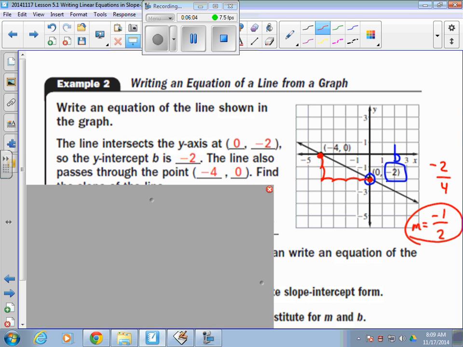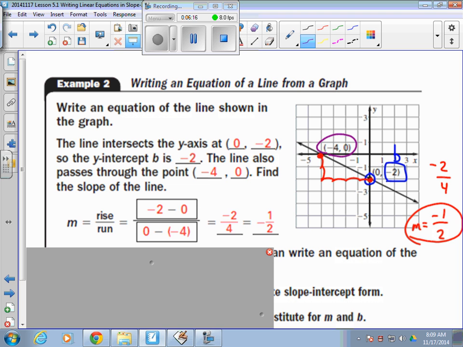It says the y-intercept b is -2. It says the line also passes through the point -4, 0. So that's just talking about this point to help you find the slope. When you use the slope formula, remember this is the rise over the run, your change of y, -2 minus 0, that's your y value, over your change of x, 0 minus -4. 0 plus 4 would be 4.